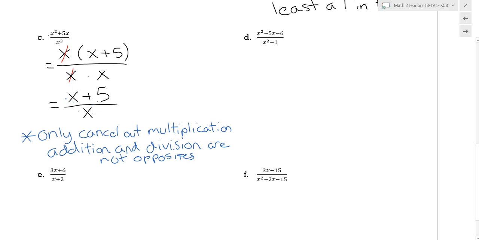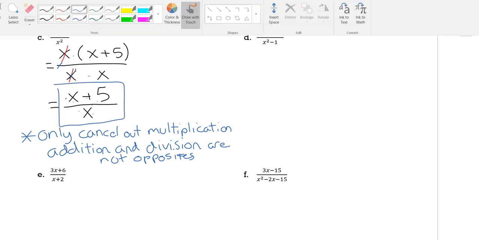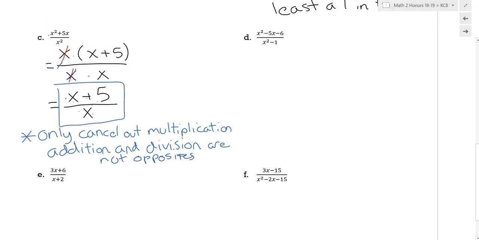are not opposites. Right? So here, technically there's a multiplication sign. Multiplication, I can divide them away because division is the opposite of multiplication. Here, I'm adding and then dividing. Not opposites. Those don't cancel out. So this is our final answer. Right, again, that's probably one of the biggest mistakes that students make.